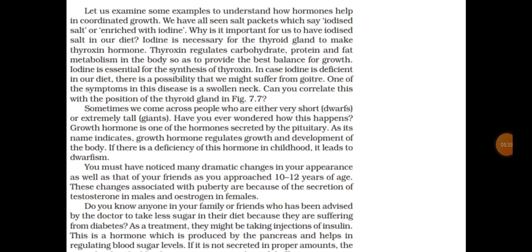Let us examine some examples to understand how hormones help in coordinated growth. We have all seen salt packets which say iodized salt or enriched with iodine. Why is it important for us to have iodized salt in our diet? Iodine is necessary for the thyroid gland to make thyroxine hormone. Thyroxine regulates carbohydrate, protein, and fat metabolism in the body so as to provide the best balance for growth. Iodine is essential for the synthesis of thyroxine.